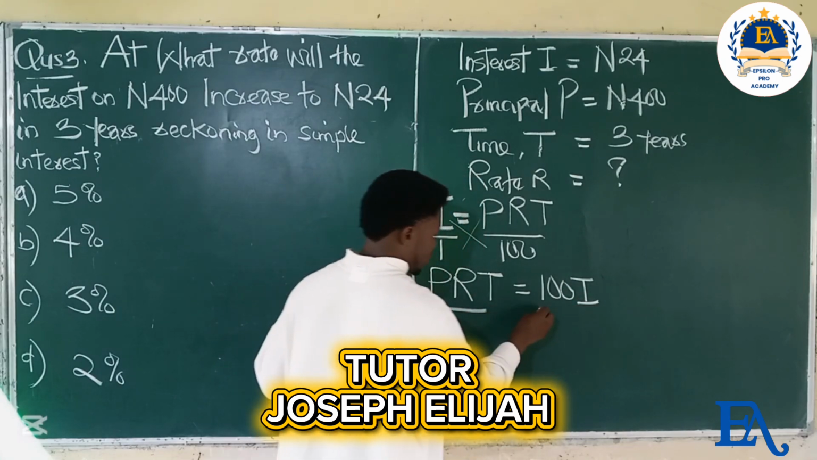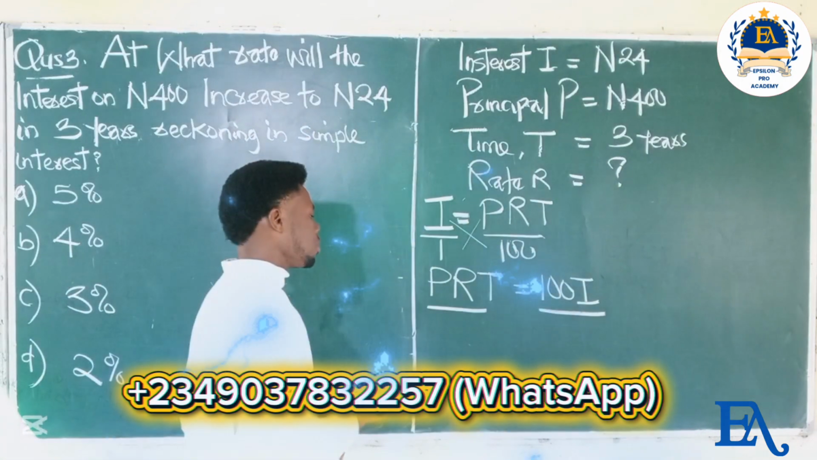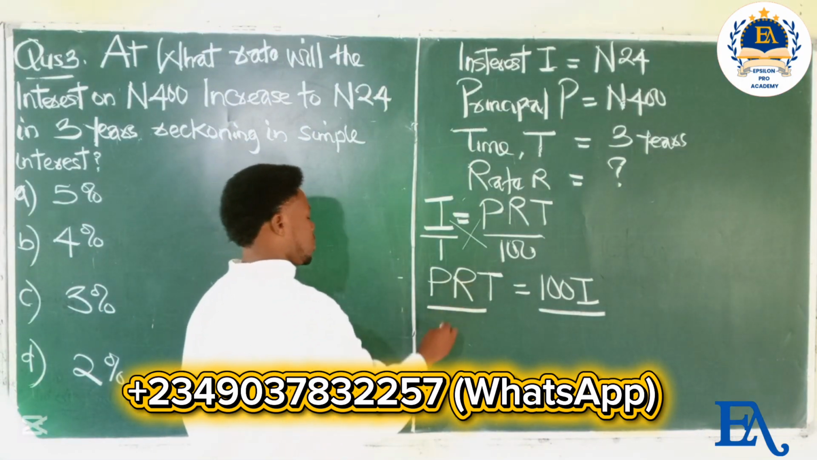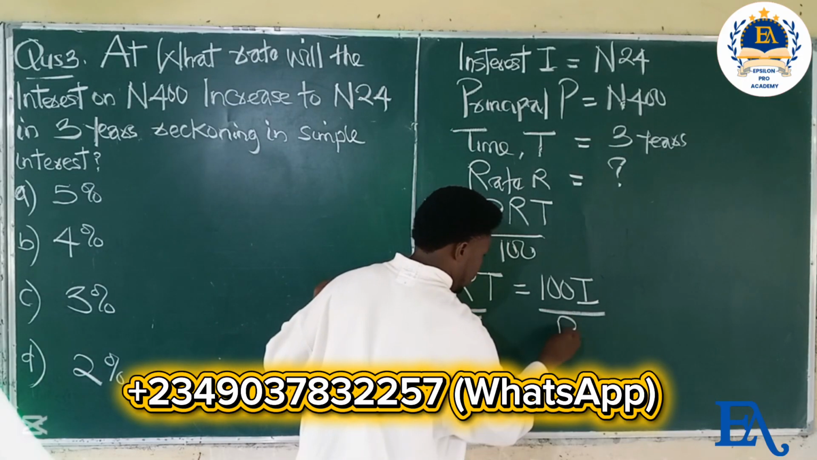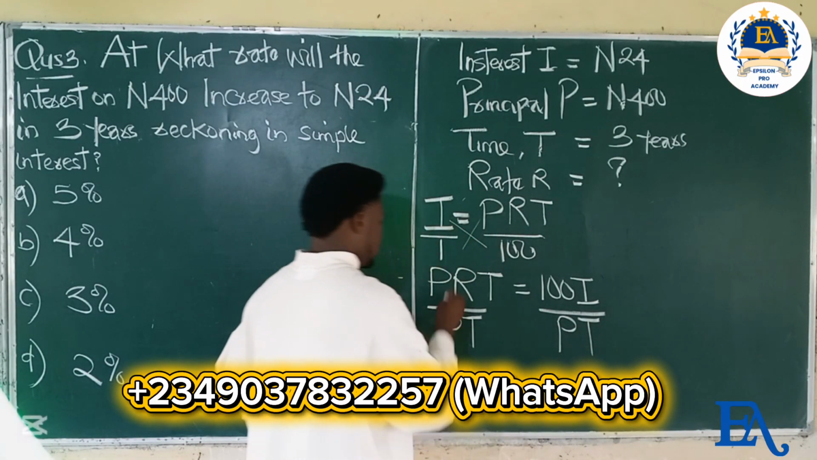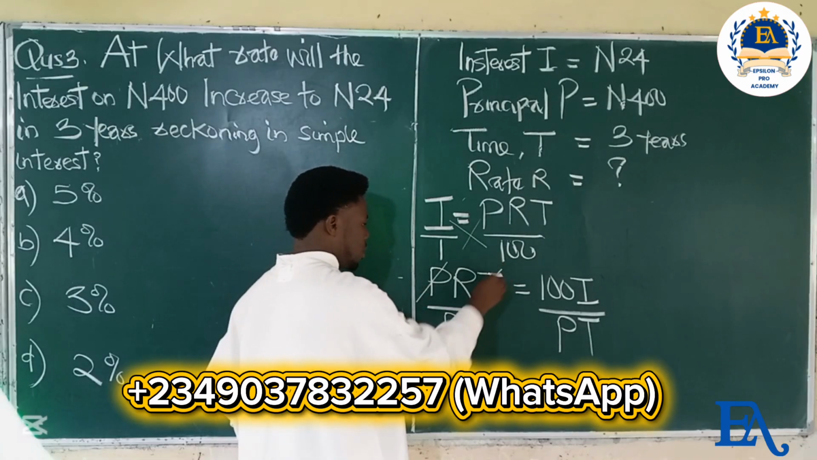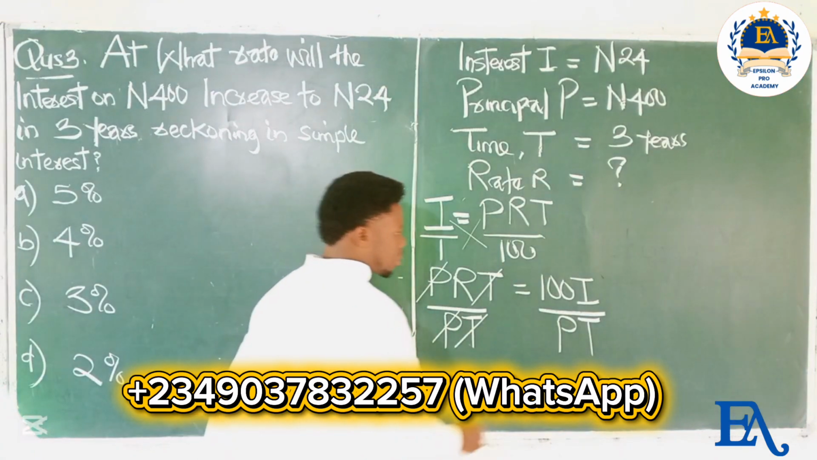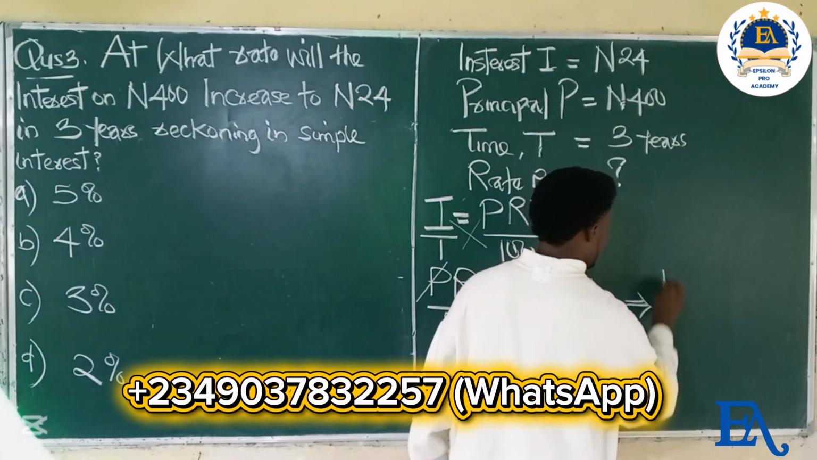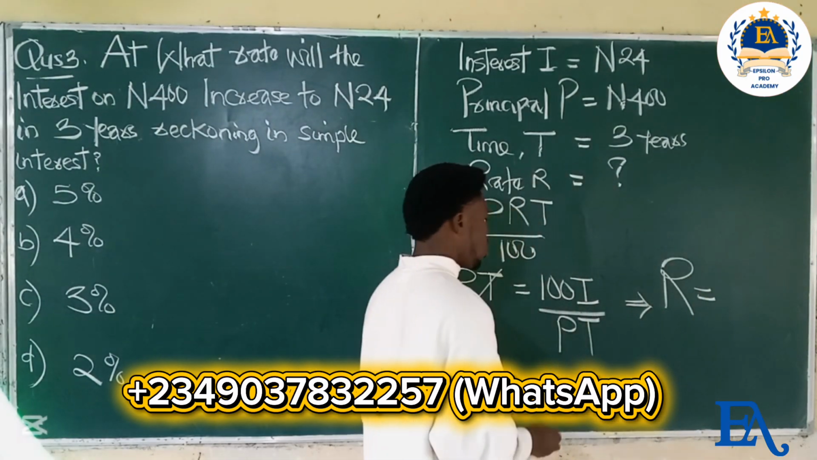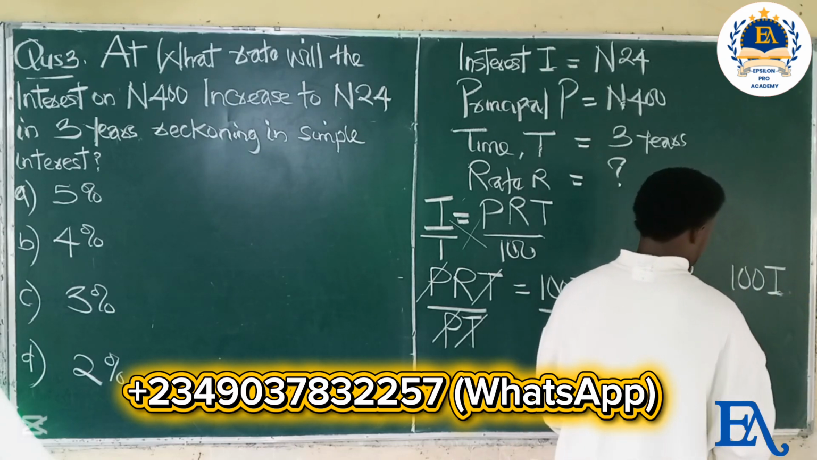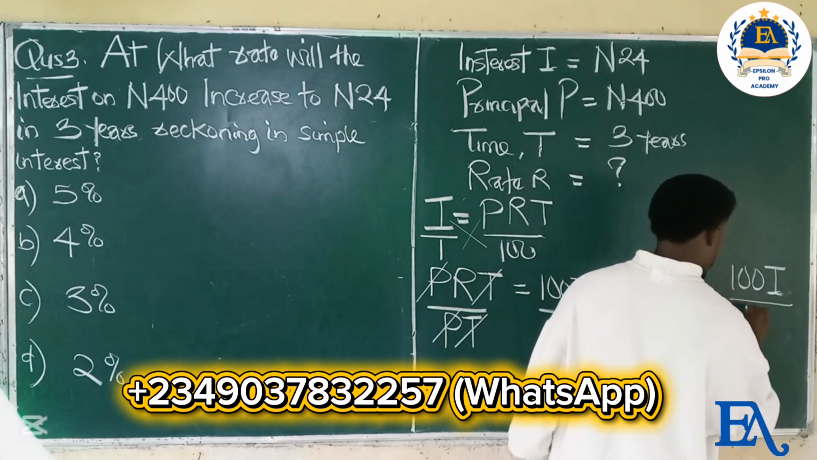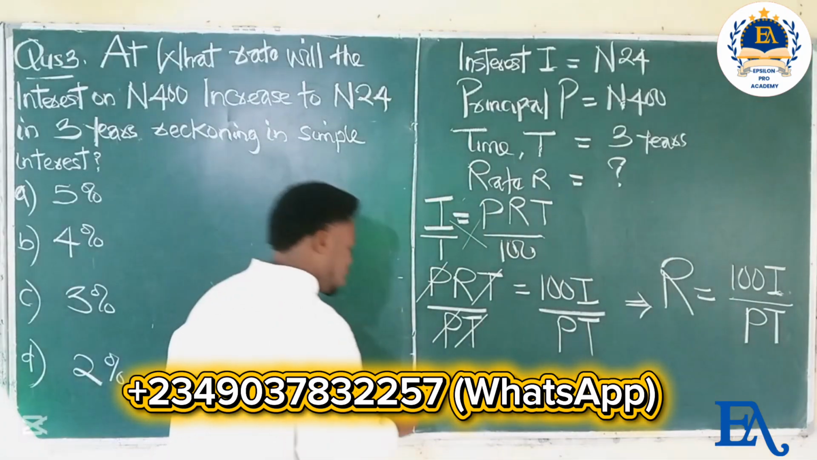Dividing the two sides by the coefficient of the rate, which is P and T. So we have P here and T here, the same here, P and T. So this cancels this, this cancels this. The rate R is given as 100I over P and T.